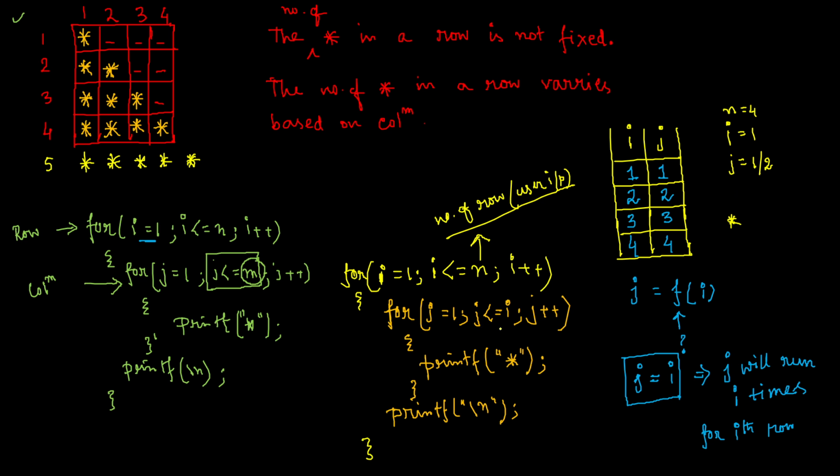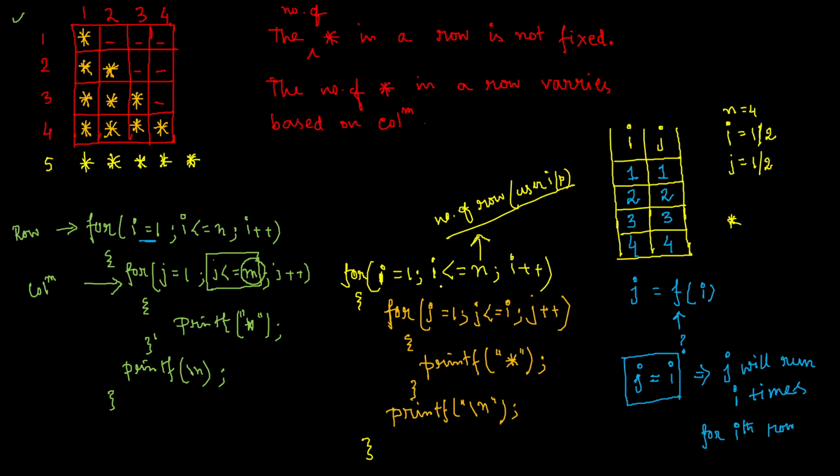Now 2 less than equal to i. i is 1. So 2 less than equal to 1 is false. Loop will break. And then the slash n will execute. So your cursor will blink somewhere here in the next line. And then the loop will run again. So now i will be incremented by 1. So now i will become 2.